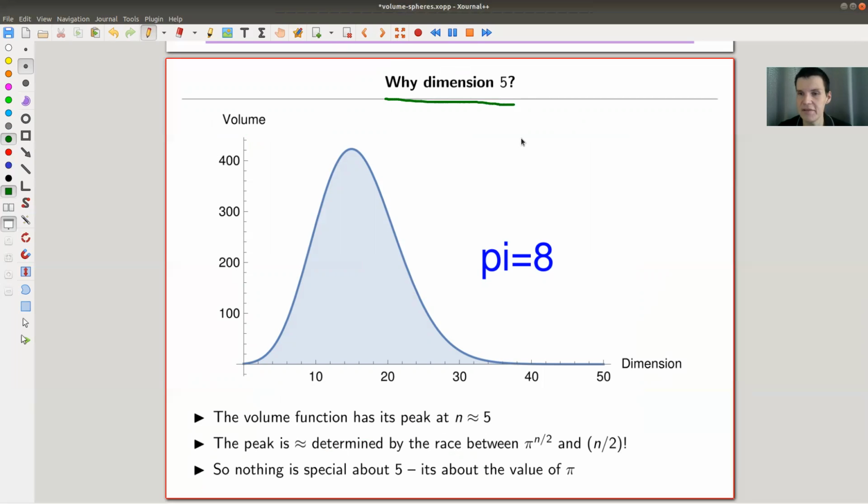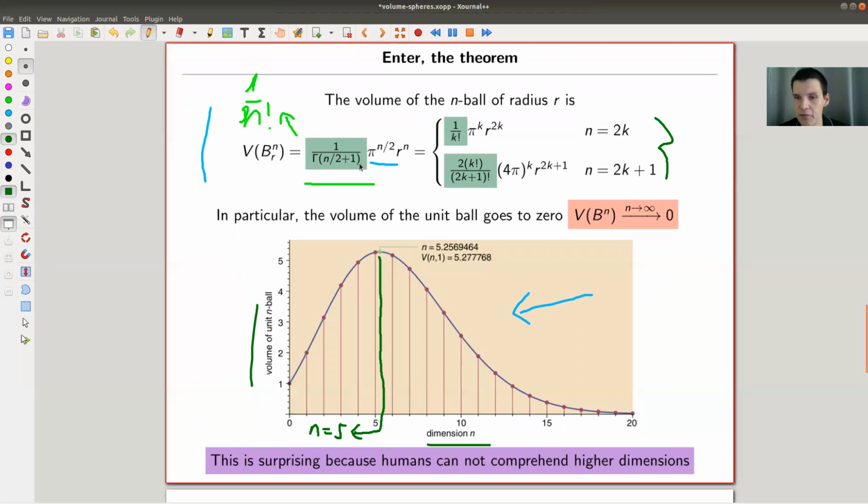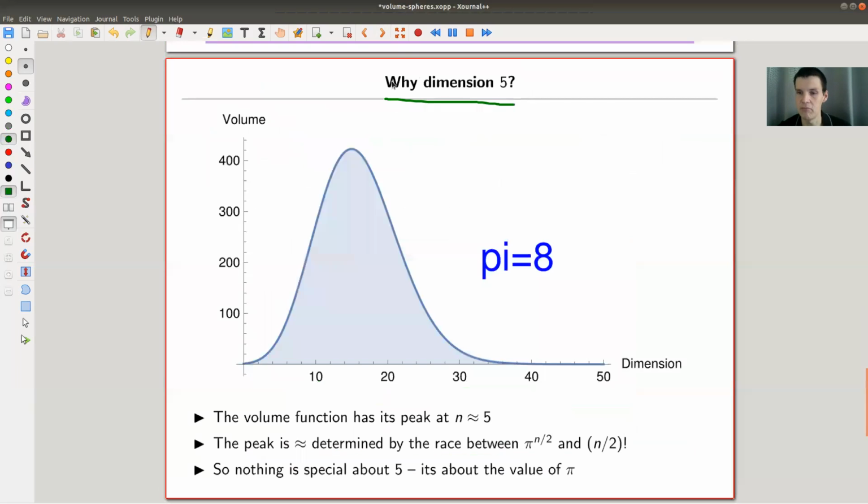In what sense? Well, let's have a look at the formula again. Here's the formula. Again, ignore the details. This is basically 1 over n. This will kill everything. The r is 1, so we can ignore the r. And then there's a pi to some power. The whole race of where the peak of this volume function is determined by the race between pi and n factorial. Or strictly speaking, there's an n over 2 factorial. Anyway, it doesn't matter. This race will determine everything. In other words, the 5 is as special as pi in some sense, because the only dependency for the corresponding peak is the value of pi.